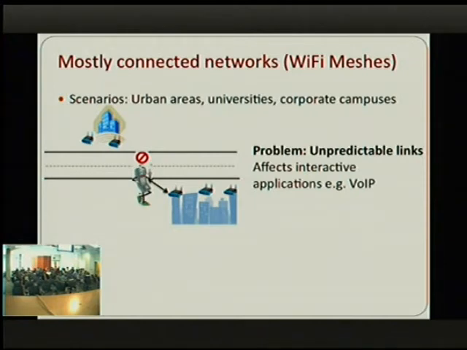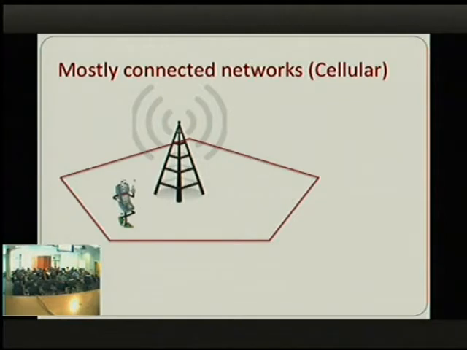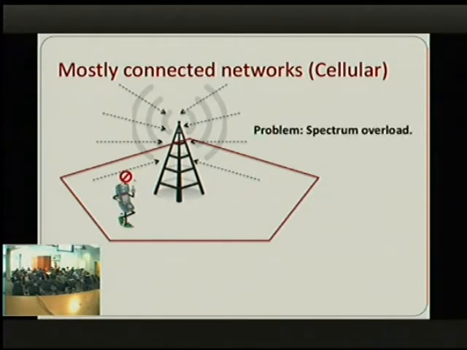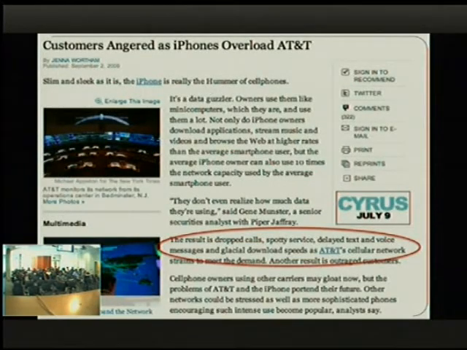And then when you look at cellular networks, this is a different technology compared to Wi-Fi meshes. Here, the problem is that one cell tower usually provides connectivity to a large geographical area, which means a lot of users are going to connect to the cell tower to connect to the internet. And because the cell towers usually have limited spectrum, a user may not get connectivity. So the problem here is spectrum overload. And this actually is becoming quite a bit of a problem. There's been a lot of press coverage about how iPhones are overloading the AT&T network, as a result of which there are dropped calls and spotty service and so on.